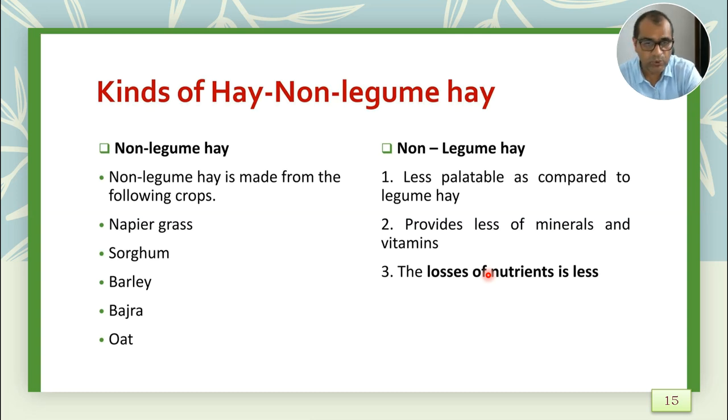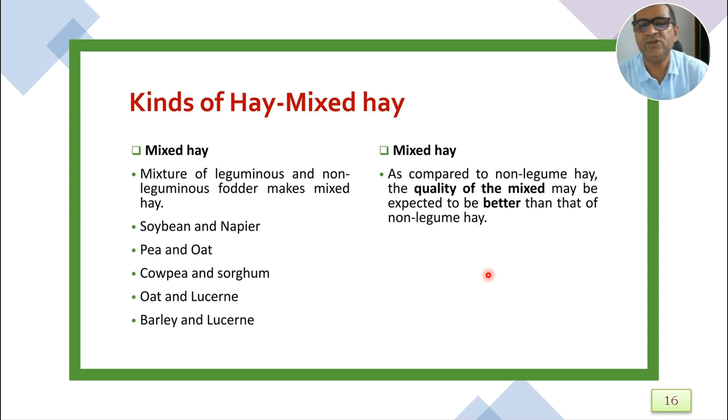So, what we can say about the kinds of hay is that mixed hay means a mixture of leguminous and non-leguminous fodders, so that we can balance the nutritional quality in terms of fiber and also the protein content. Soybean and Napier are important, and they are always mixed. Then pea and oats, then cowpea and sorghum. So one is leguminous and the other is non-leguminous. Then barley and lucerne are also mixed hay.